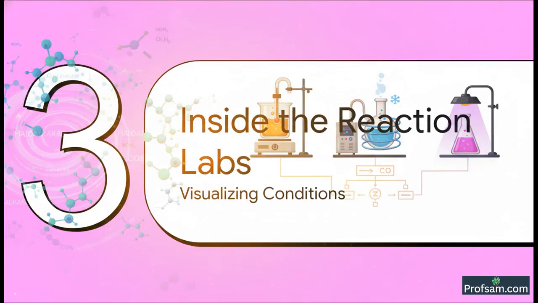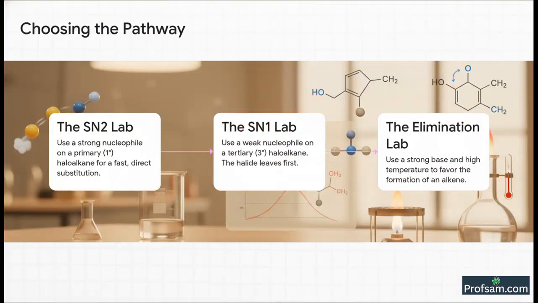All right, so that was the story of the fortress. Now let's leave the battlefield and step into the actual laboratory. How do these strategies actually translate into real chemistry? Well, it's all about controlling the conditions. I want you to picture three different lab benches in your mind. On our first bench, the SN2 lab, we choose a primary haloalkane and a strong nucleophile, like hydroxide. The reaction will be a quick, direct substitution.